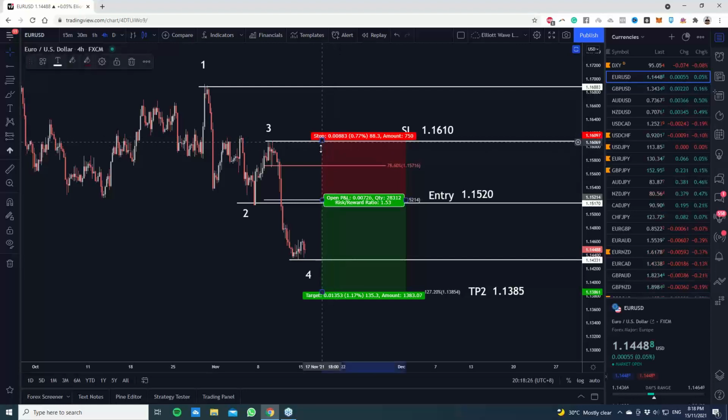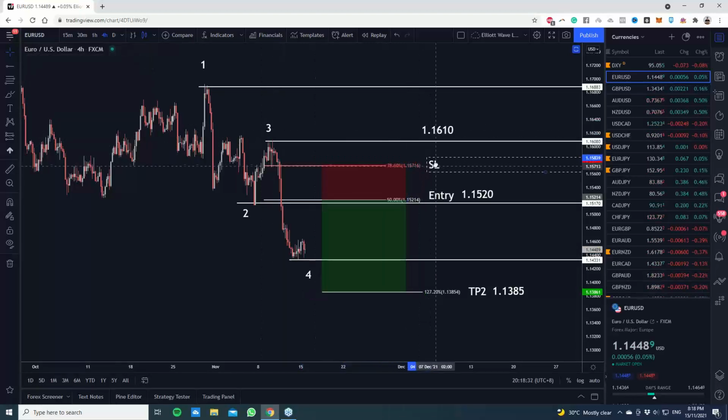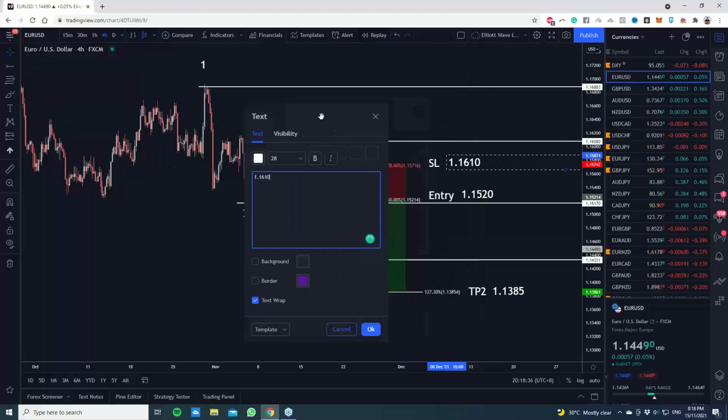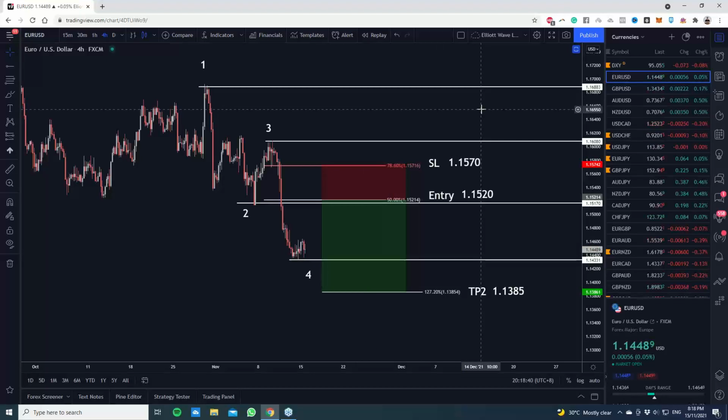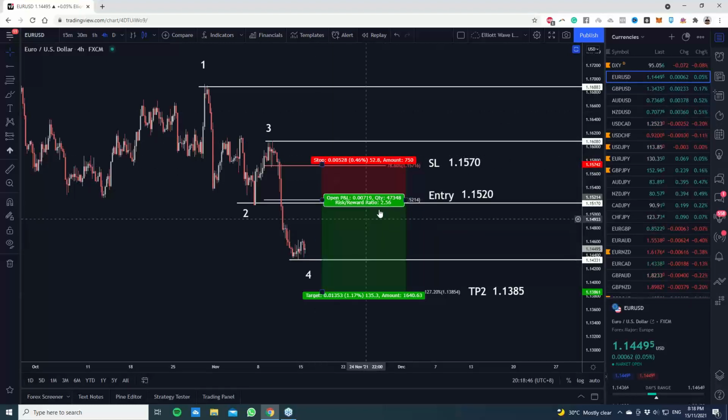What I can do is reduce my stop slightly. Instead of 0.3, I can bring it to the 786 Fibonacci, and that will put us at 1.1570. The advantage of doing that is that when we reduce our stop loss, you can see the risk-reward has now increased to 2.5, which means if you're risking 1% and you hit your target, this trade can give you a 2.5x return.